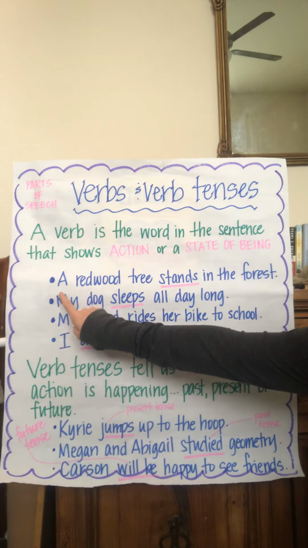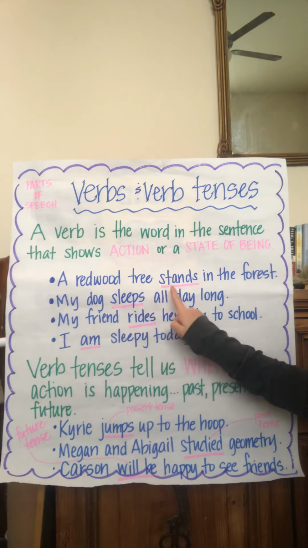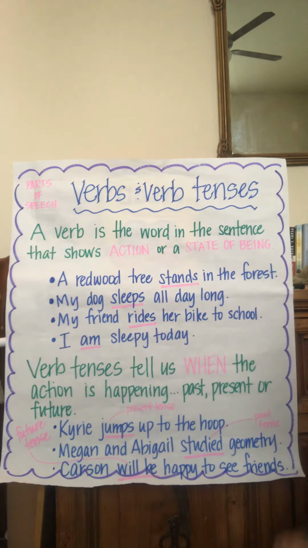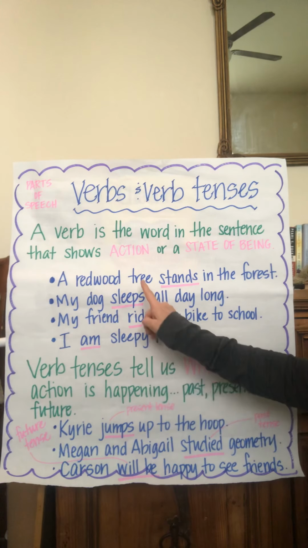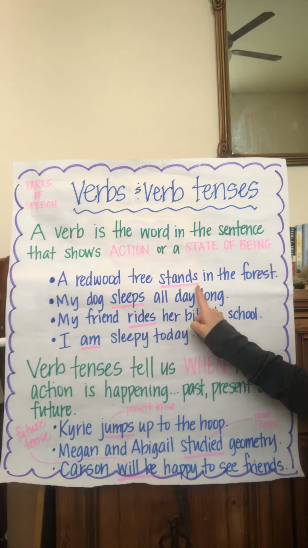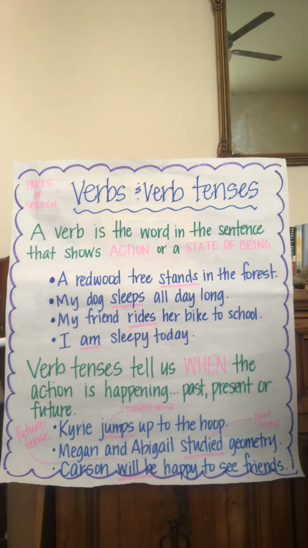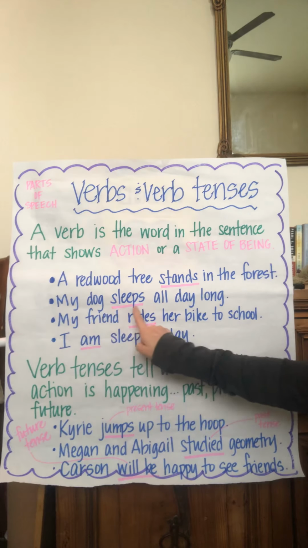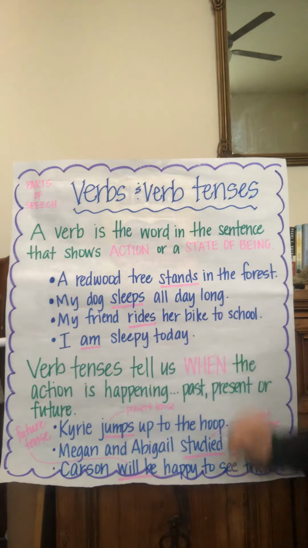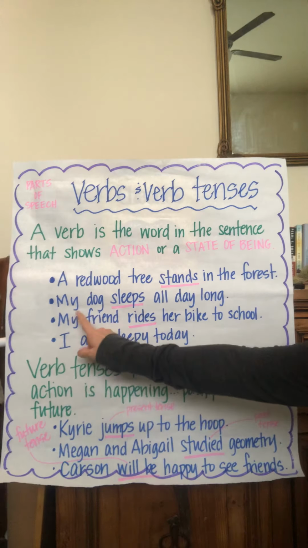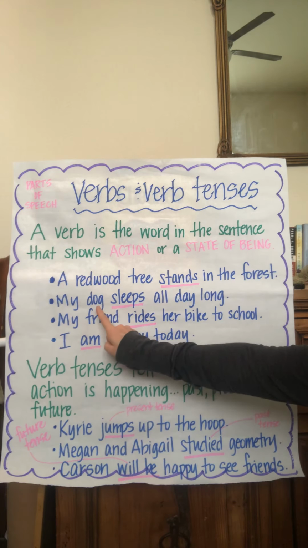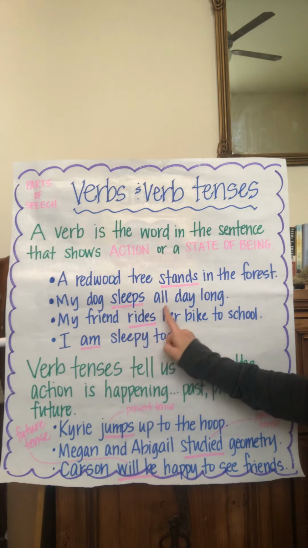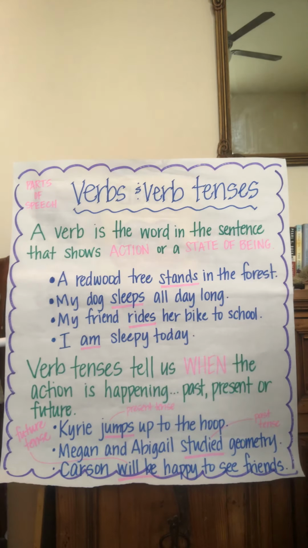Here are some example sentences. A redwood tree stands in the forest. The subject of our sentence, our noun, is tree. What is the tree doing? It stands in the forest. My dog sleeps all day long. The subject is my dog. The noun is dog. What is the dog doing? It sleeps all day long.